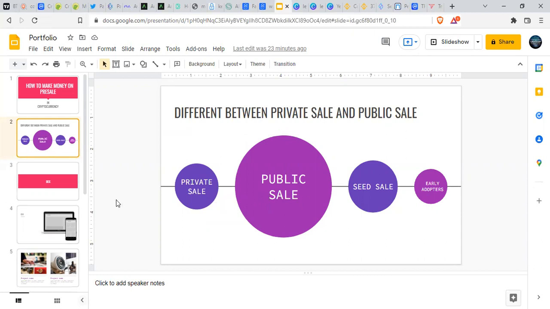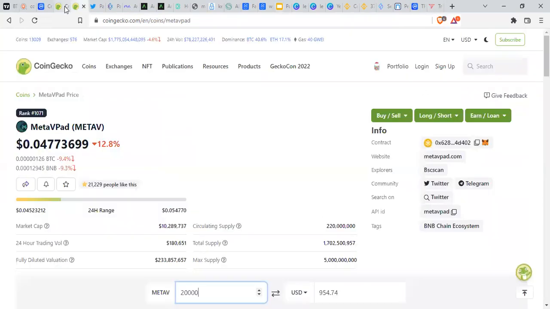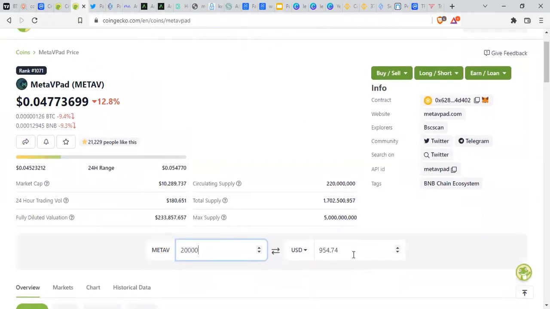So after this stage, what happens is the DEX listing. DEX listing is where it is listed on PancakeSwap. Like these ones I just showed you now from this launchpad. So here it has been listed on PancakeSwap already, and you can get it. Let's just see if we can. Okay, it has been listed on PancakeSwap already.